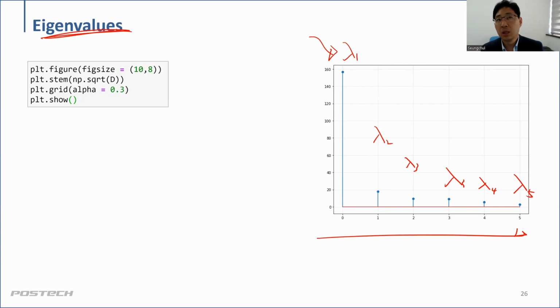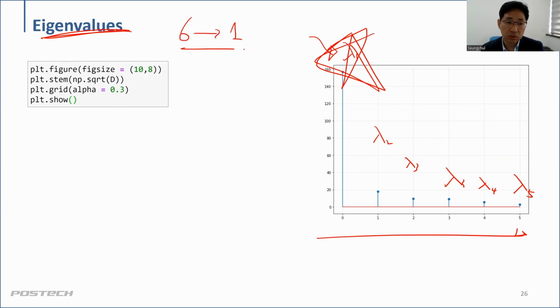How many axes do we need for low dimensional space? This is dominant, right? So probably 6 to 1, probably it will be. You can get some kind of hint from the plot of eigenvalues. It's different from k-means, but very similar.